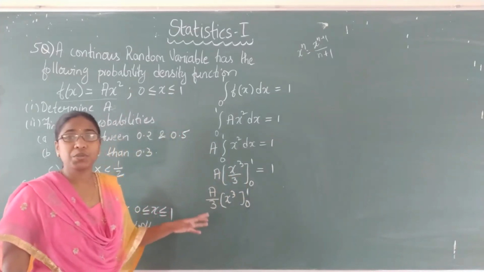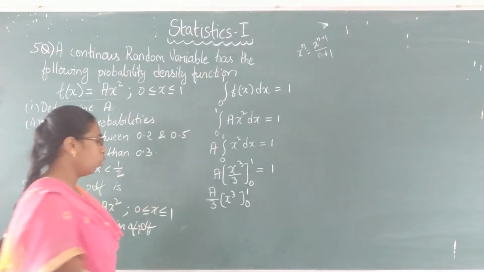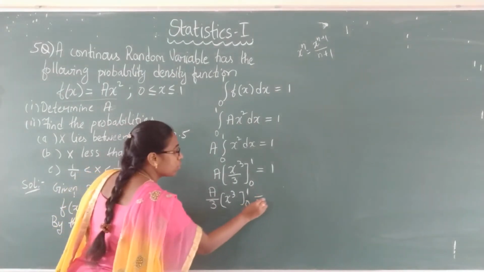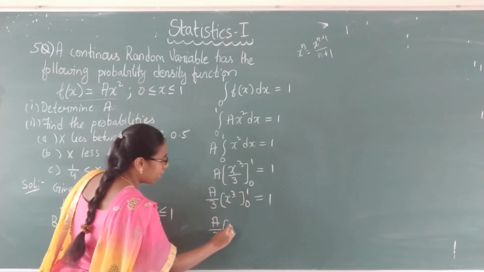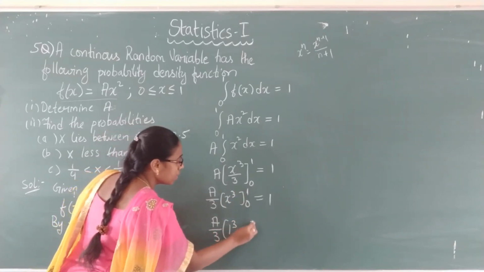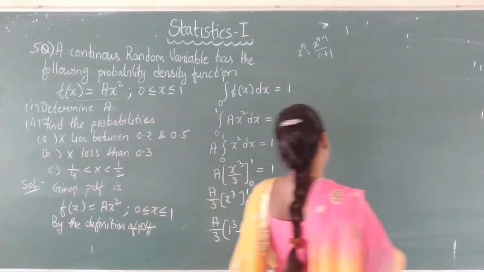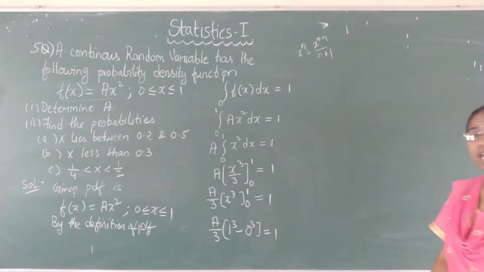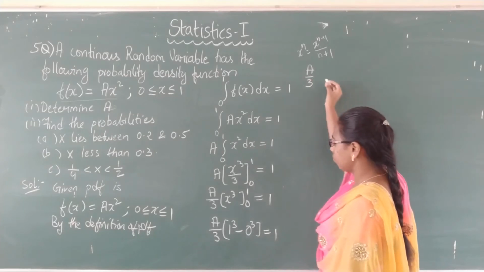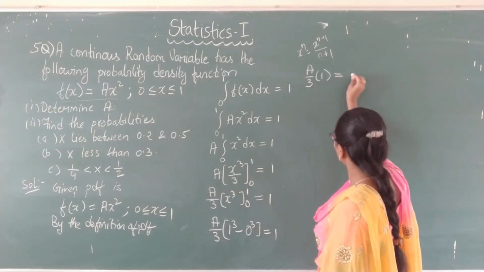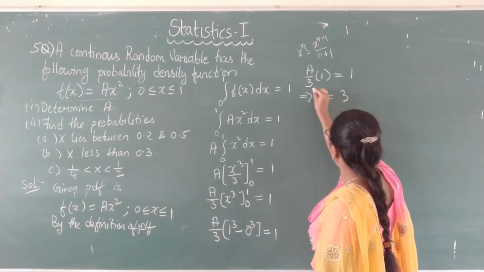So how will you substitute the limits? Always you substitute the limits by taking upper limit minus lower limit. So a by 3 into upper limit is 1, so 1 cube minus 0 cube equals to 1. What is 1 cube? 1. 0 cube is 0. So 1 minus 0 is anyhow 1 itself. So a by 3 into 1 equals to 1. So from this, what is the a value? Which implies a equals to 3.